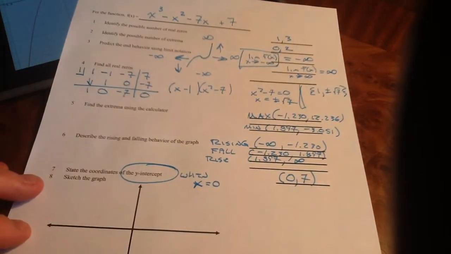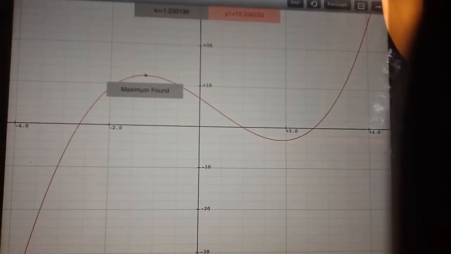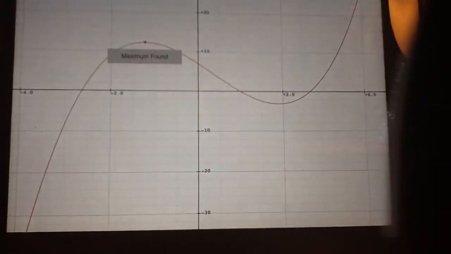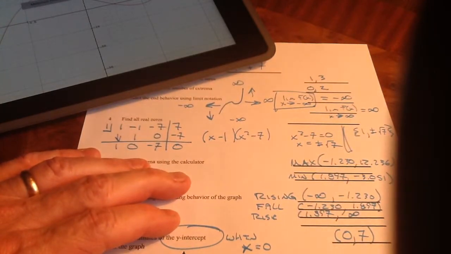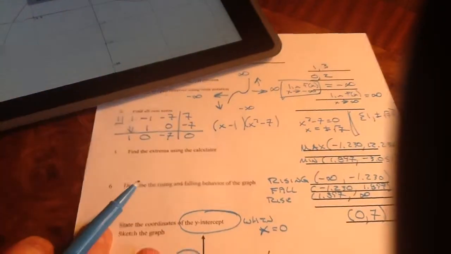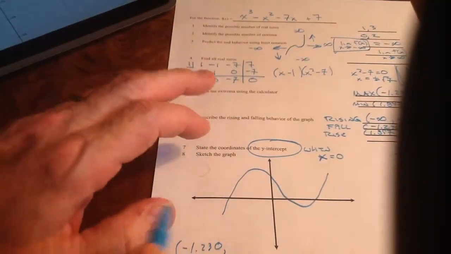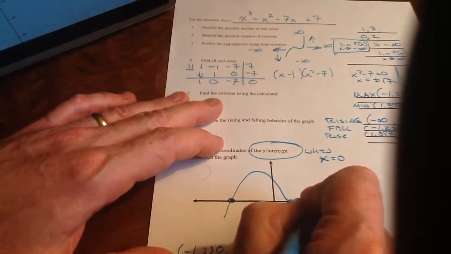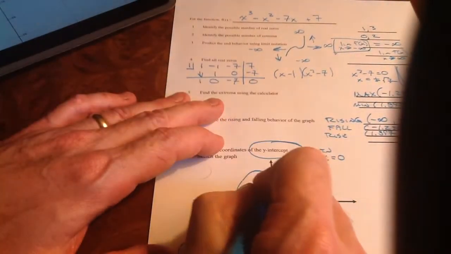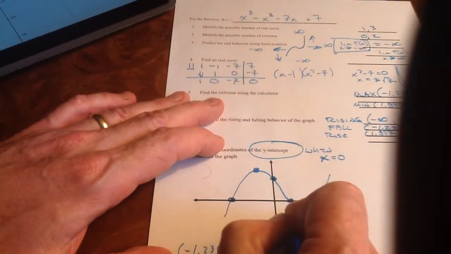Now, we are tasked with putting it all together. So what I'll do is I'll look at my graph first, and I want to make the sketch look pretty similar to that. Something like that. Now, sketch does not mean just draw that. Sketch means something very specific. You're going to do this, and then you're going to show me where each of the zeros is. You're going to show me where the y-intercept is, and you're going to label the max and the min.